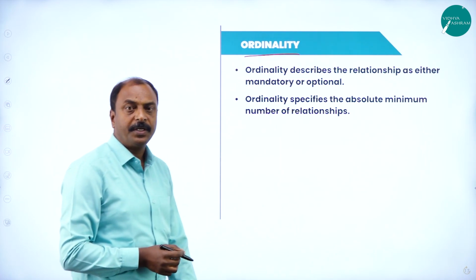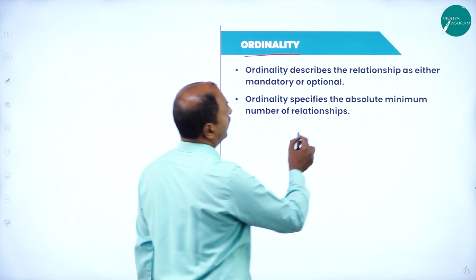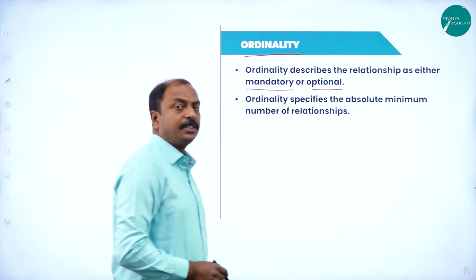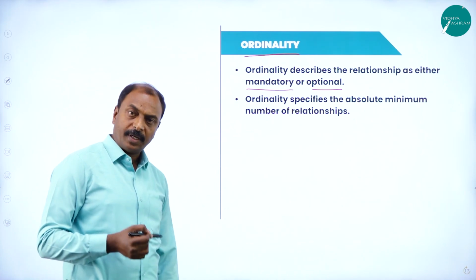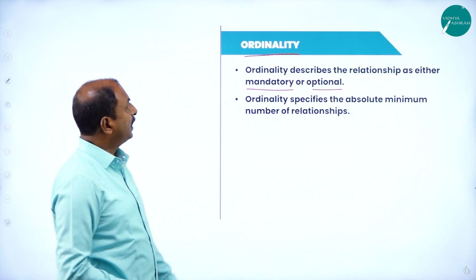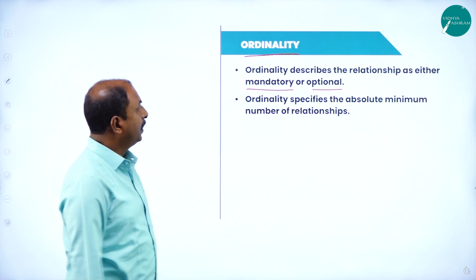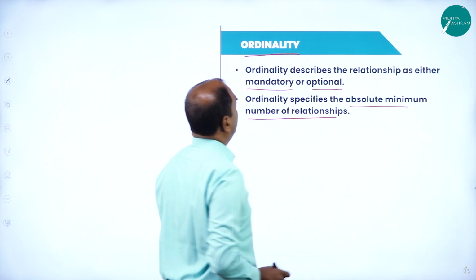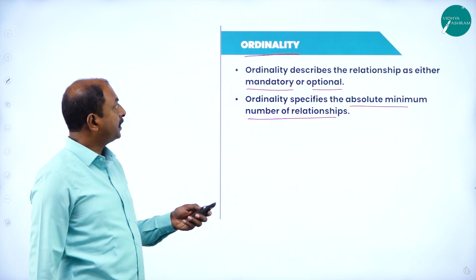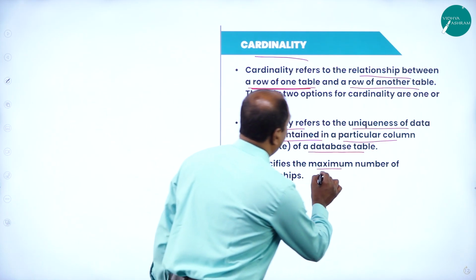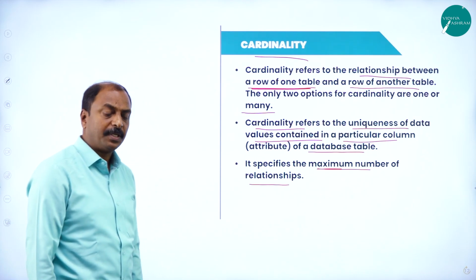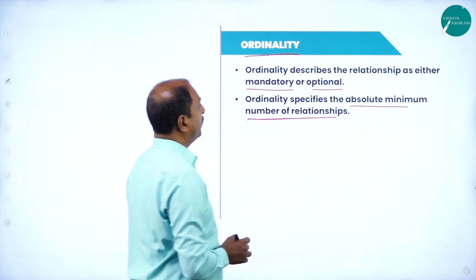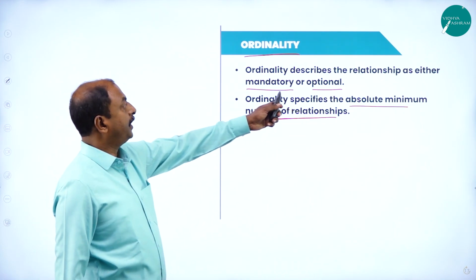Next definition is ordinality. What is ordinality? It describes a relationship as either mandatory or optional. So it is not necessary to have a relationship, or it is optional. That concept is ordinality. It specifies the absolute minimum number of relationships between tables. If you look at cardinality, it will have the maximum number of relationships between the tables, whereas ordinality will have the minimum relationship because it is either mandatory or optional.